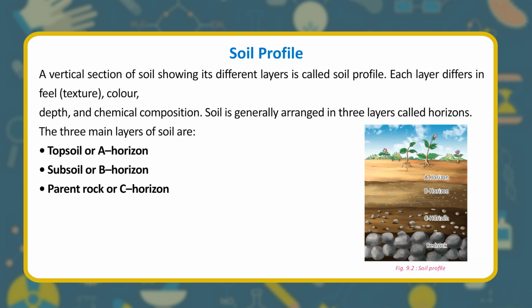A vertical section of soil showing its different layers is called soil profile. Each layer differs in feel, texture, color, depth, and chemical composition.